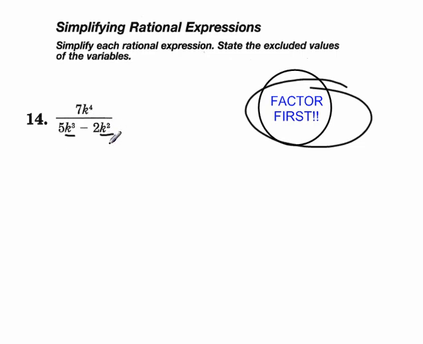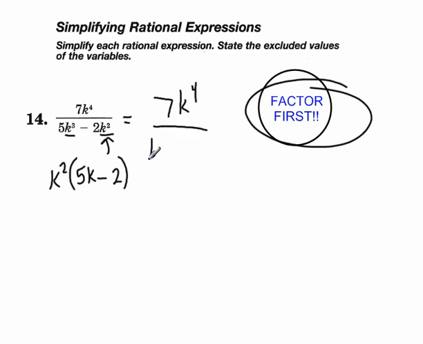So I'm going to factor out the smallest one here. Let's see. I'm going to factor this k to the 2nd power out on the bottom only. So my first term, if I take 5k to the 3rd and factor out k to the 2nd, I get 5k. Do the same thing to 2k squared, I'll get 2. So the next step in your problem is 7k to the 4th divided by k to the 2nd times 5k minus 2.